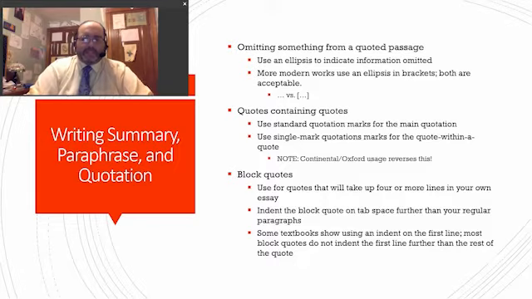Now, another thing, some textbooks show using an indent on the first line. Most block quotes do not indent the first line further than the rest of the quote. Your regular paragraphs will indent the first line 1 tab space, but if you're going with a block quote, typically all the lines are indented 2 tabs. That just designates it as a block quote.